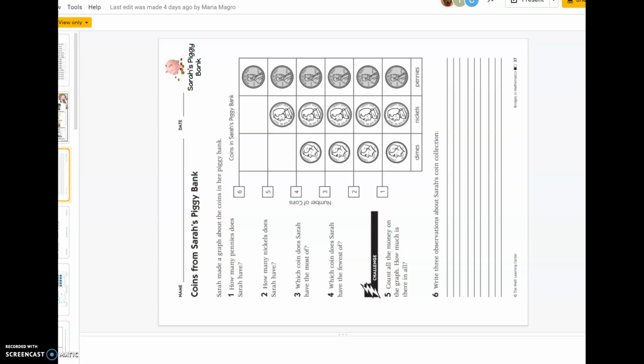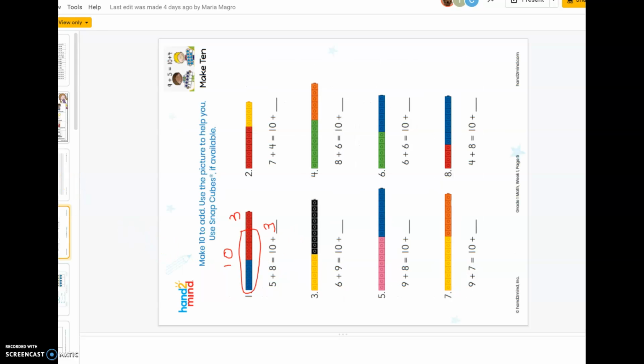This one seems like it's about money, and it's about pennies, nickels, and dimes, and they're asking you to count how many. So this seems very easy. Let's look at the next one. Make 10 to add. Use the picture to help you. Again, this is very simple, right?